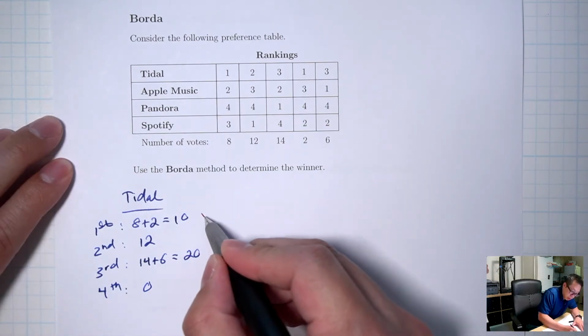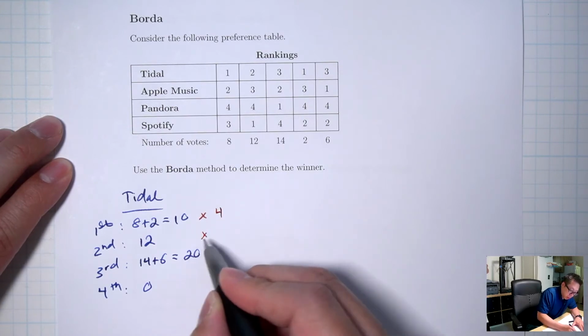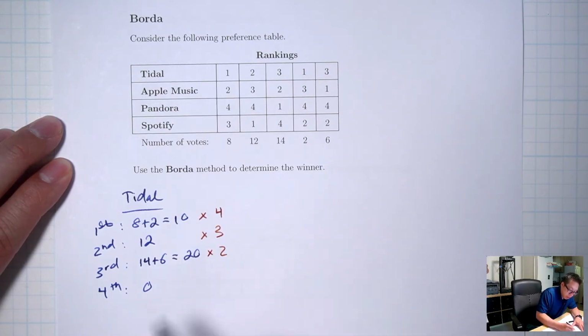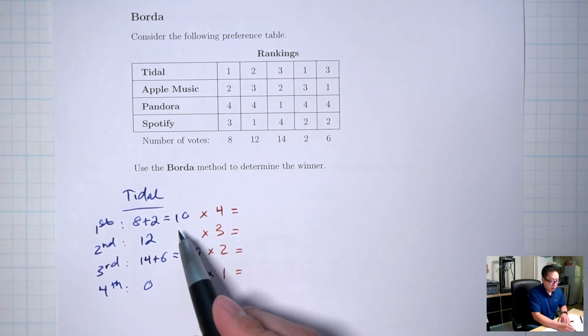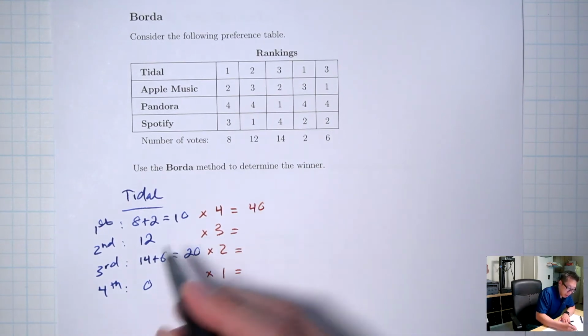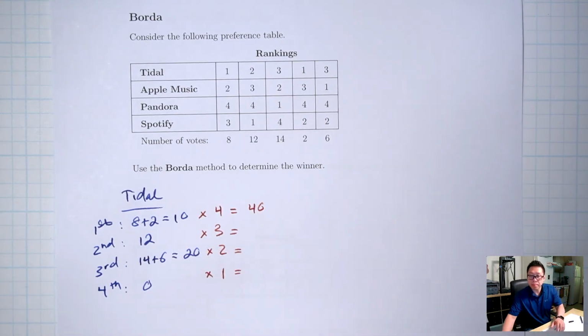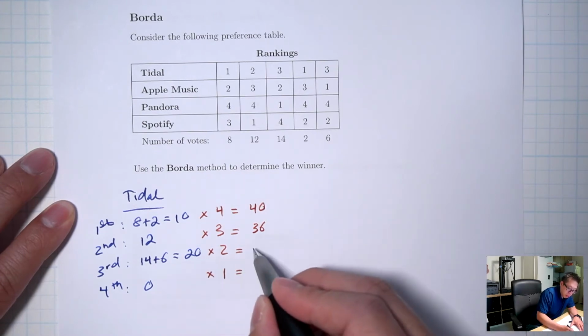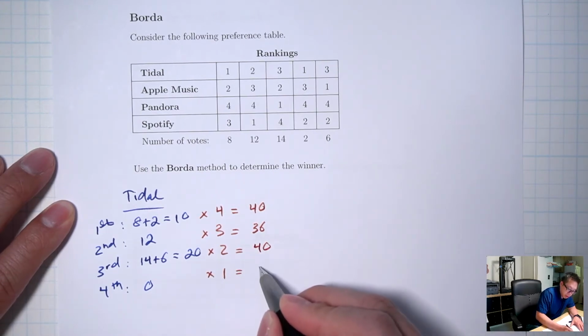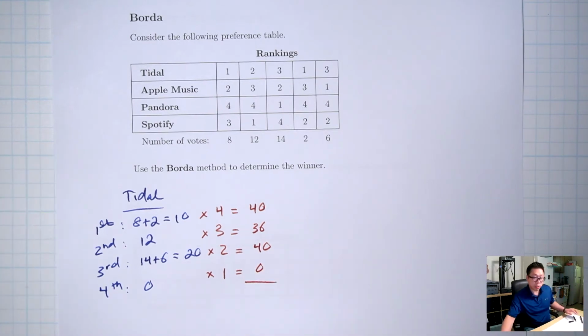And then we're going to give points. 4 points for first, 3 points for each second place vote, 2 points for third, and then 1 point for last place. 10 times 4, I know that's 40. 12 times 3, 36. 20 times 2, I know that's 40. And then 0 times 1 is 0. Okay, the total score for Tidal is going to be 40 plus 36 plus 40 plus 0. 116.